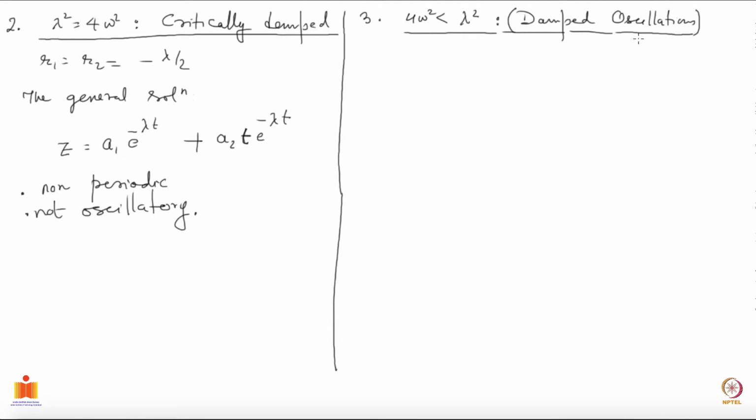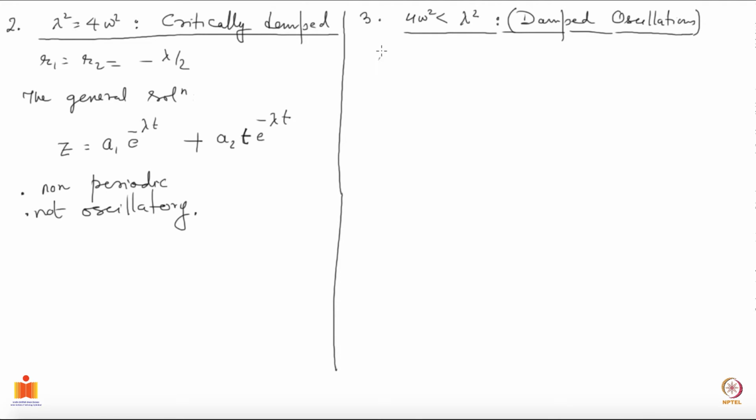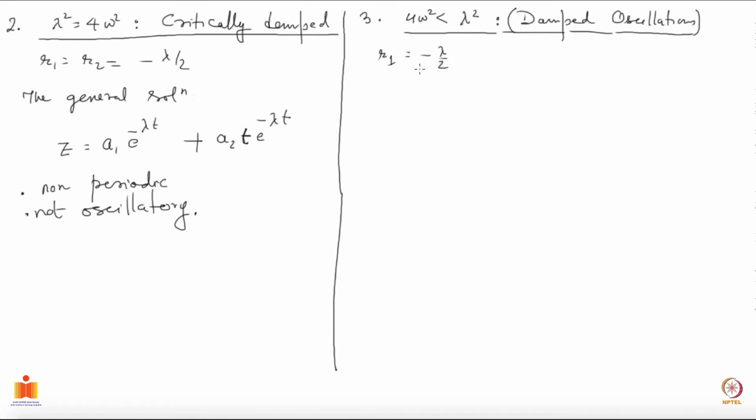So here what we have is your r1 and r2. If I call the negative of this quantity omega d, I get two complex conjugates. So your r1 will be minus lambda over 2 plus or minus i omega d, where I'm defining omega d to be the square root of omega square minus lambda square by 4.